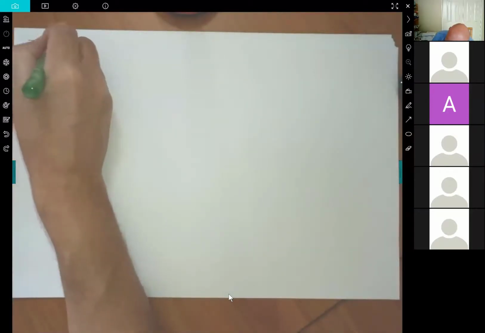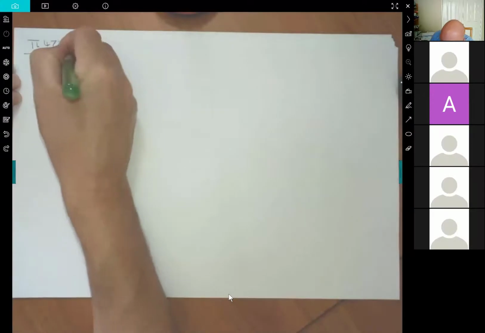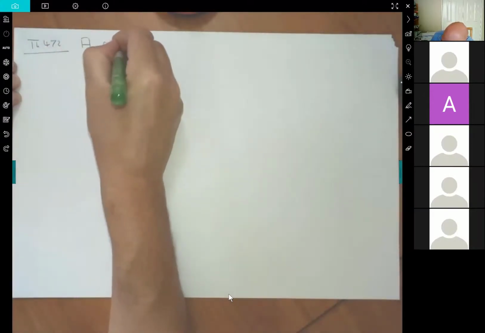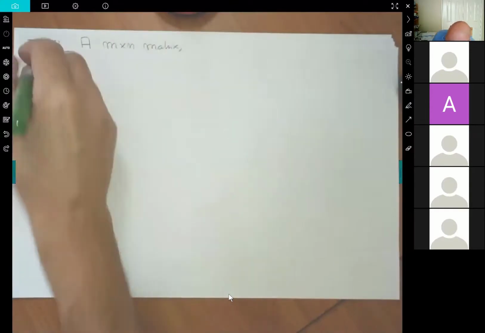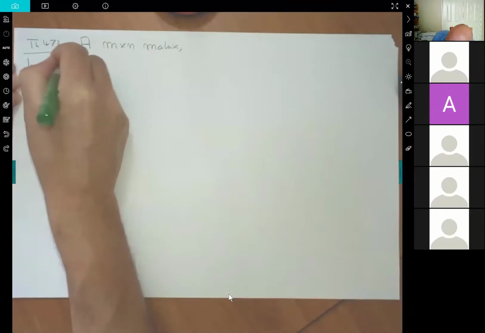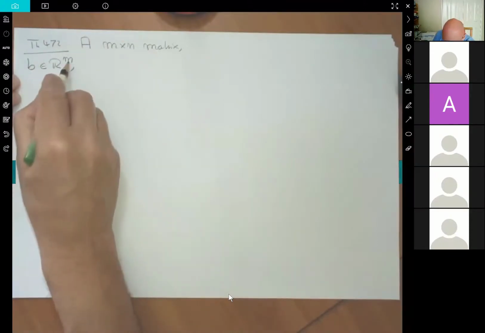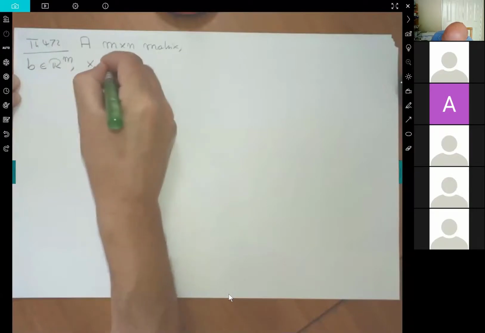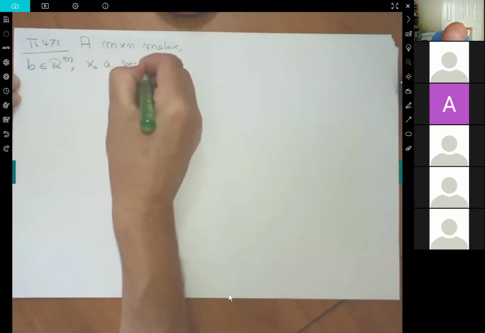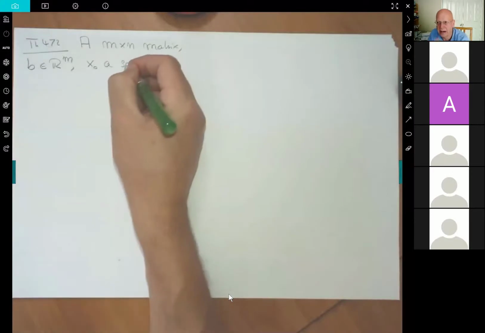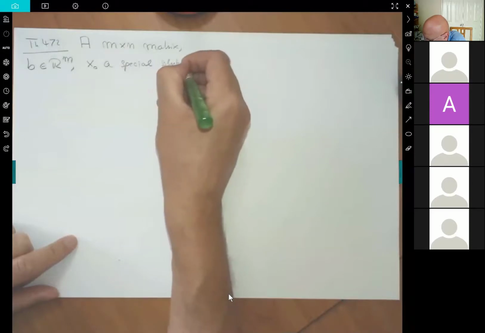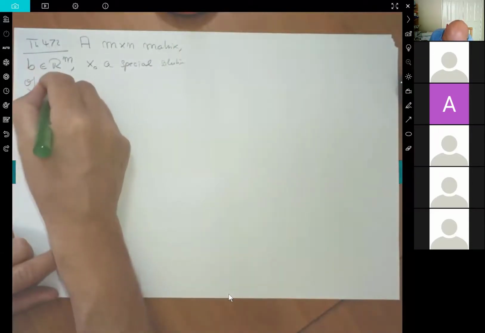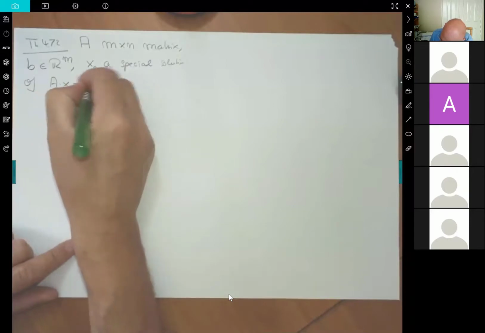And so theorem 4.72, that's what we just derived. So A, an M times N matrix, B must be in R^m, M components, and X0 a fixed, or sometimes the book says it's special. So essentially that is any solution you pick, and because you pick it, it's special. A special solution of A times X equal to B.